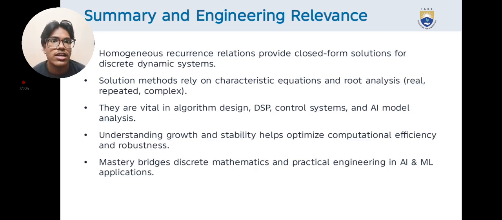Summary and engineering takeaways. Homogeneous recurrence relations provide closed form solutions for discrete dynamic systems. Solution methods rely on the characteristic equation and root analysis. They are vital in algorithm design, DSP, control systems, and AI models. Understanding growth and stability helps optimize computational efficiency and robustness. Mastery bridges discrete mathematics and practical engineering, AI and ML applications.